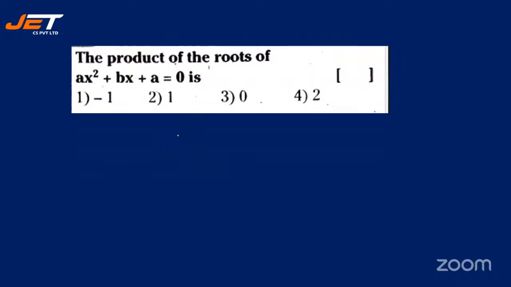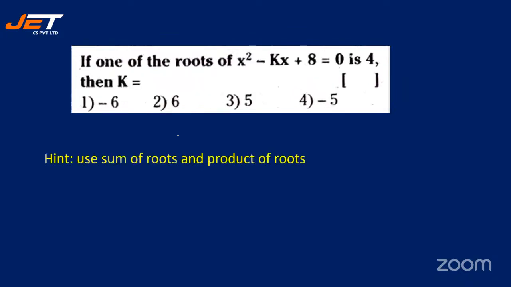The product of the roots of ax square plus bx plus a is equal to 0. Okay, product is a by a, which is 1. So the answer is option 2. All right, see the next question. If one of the roots of x square minus kx plus 8 is equal to 0 is 4, then what is k? Okay, so use sum of the roots, then product of the roots.